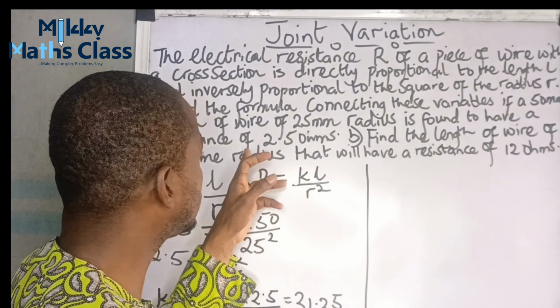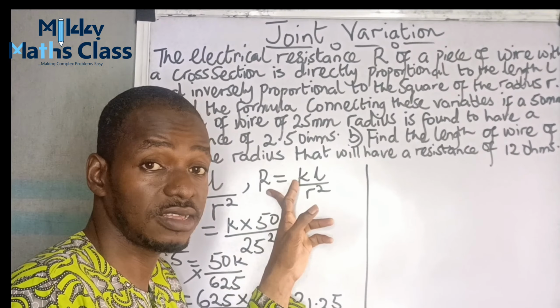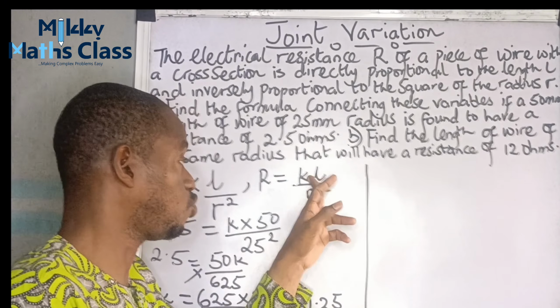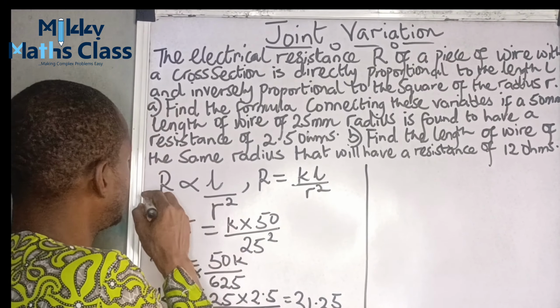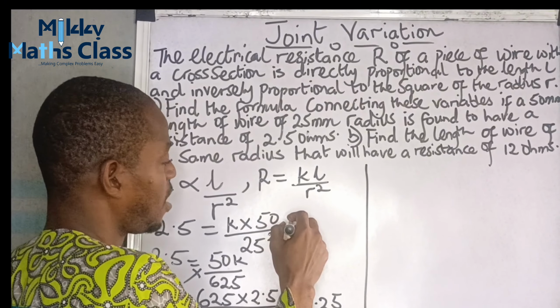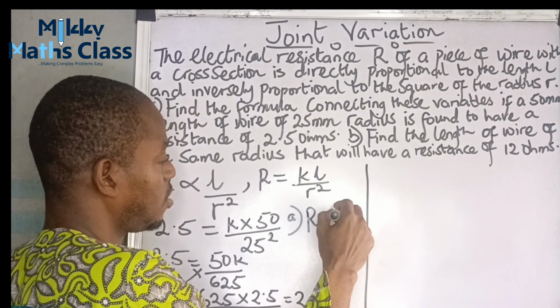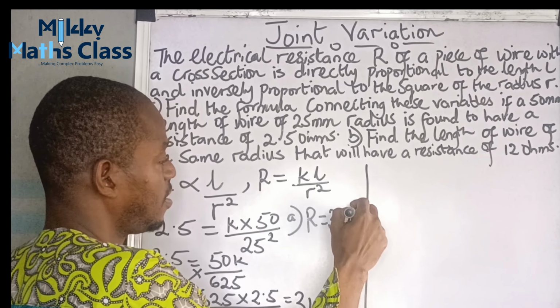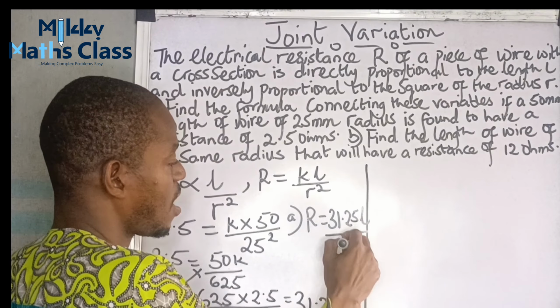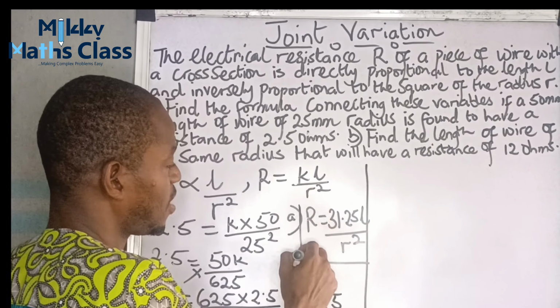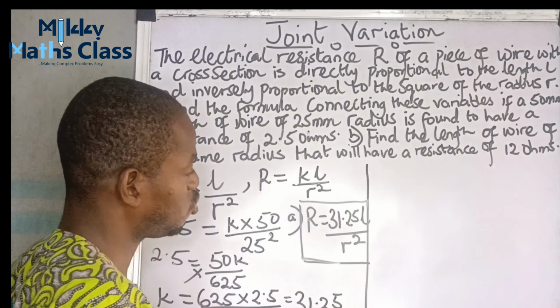So this is the formula connecting them. All we just need to do is to put the value of the constant. So the formula connecting them, our R is equal to 31.25 L over R squared. So that's the first one. That's the formula connecting the two of them.